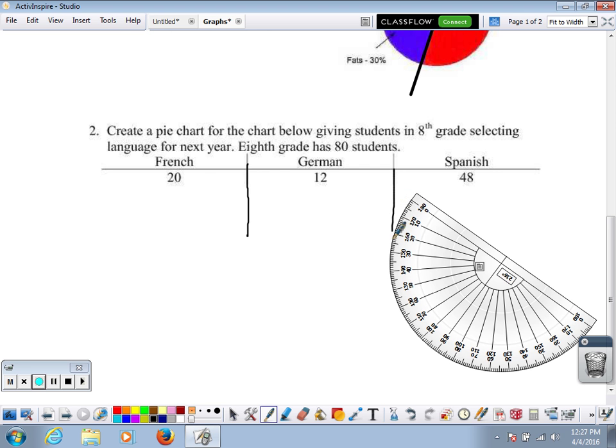is find those decimal percentages. I have the number of students that are choosing each language. What I also need is that decimal percent. So how do I find that decimal percent for each of these? I'll divide each of those by 80. I'll divide the number in that class by the 80 students in the entire 8th grade. So 20 divided by 80, and I should get 0.25.